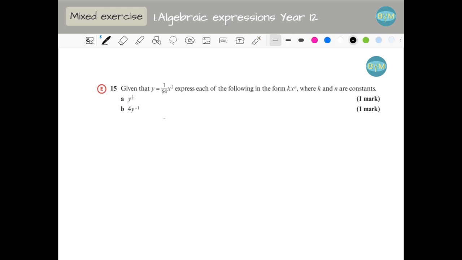So for a, we have to write y to the power of 1/3. I don't know if you can see, because it's very small. We know that y is 1/64 x cubed, all to the power of 1/3. Using the laws of indices, when we have a product to a power, we apply the power to both of them. So we are really doing 1/64 to the power of 1/3, and then x to the power of 3, to the power of 1/3.